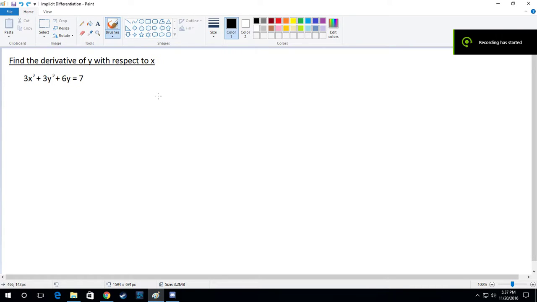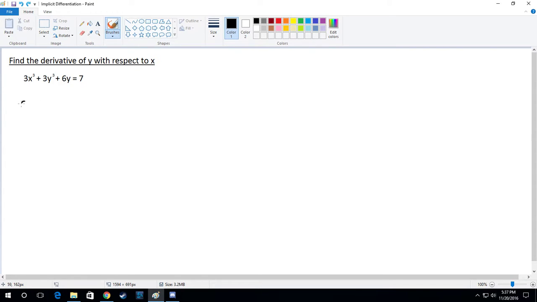Hello everyone, today we're going to be finding the derivative of y with respect to x. Now this equation is in implicit form because it is not in y equals form, so we have to use implicit differentiation. So we know that using power terms we can find the derivative of this pretty easily.